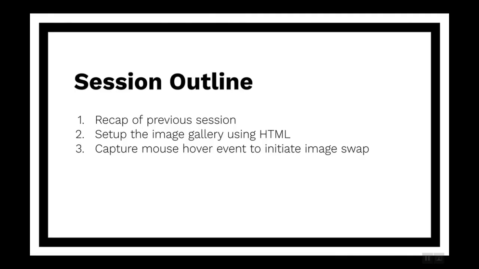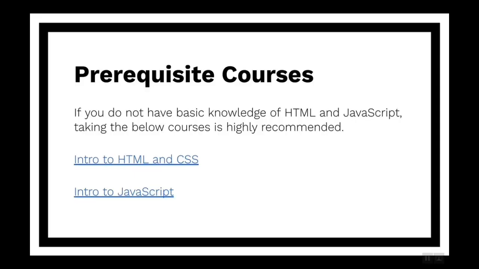So in this session, we'll be first covering the recap of the previous sessions and what we have done thus far. Afterwards, we will work on our first project, for which we will be setting up an image gallery using HTML and learning the various events which we can capture using jQuery to make changes to our image gallery. If you do not have fundamentals of JavaScript programming clear, you must take the Introduction to JavaScript course as well as HTML to understand the document object model.